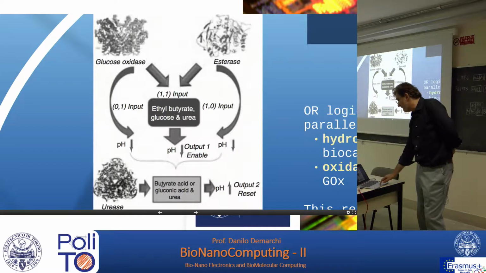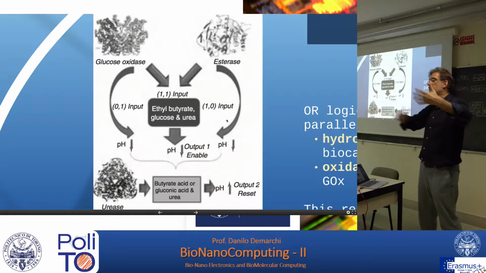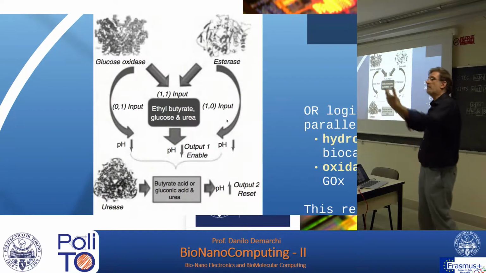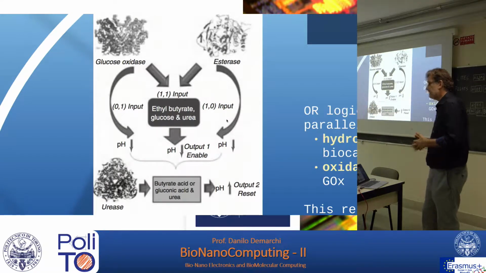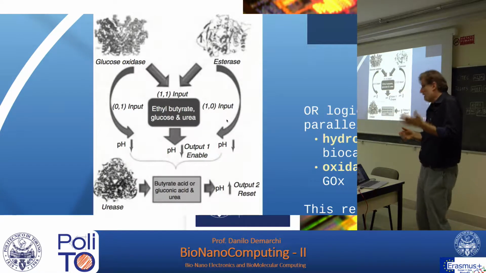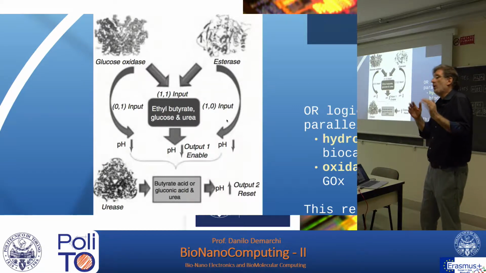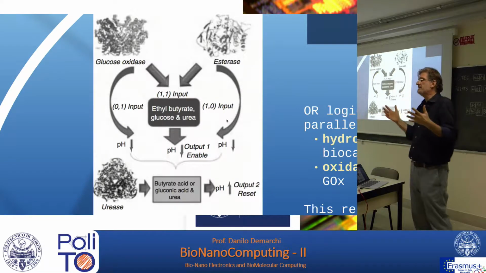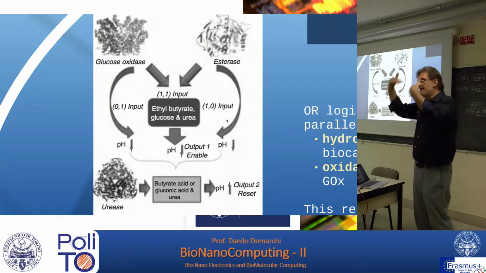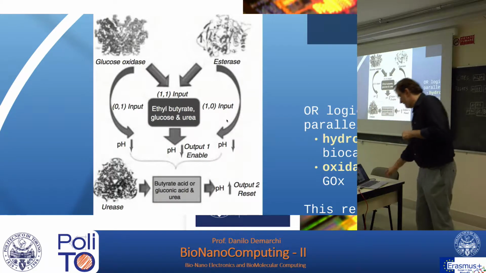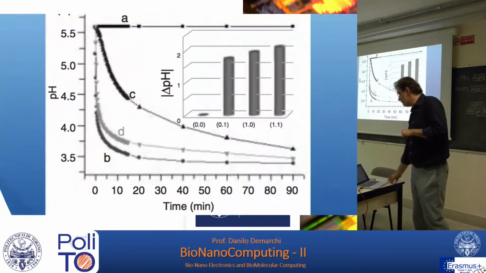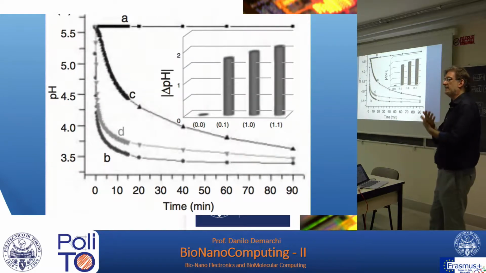So I have gluconic acid if I have glucose oxidase. I have butyric acid if I have esterase. So in both cases, I produce an acid. If they are both present, of course, I produce both acids. And so this is an OR, because if glucose oxidase or esterase are present, I have a decrease in pH. For me, the decrease in pH means 1, okay? And after, I have urease for resetting everything.